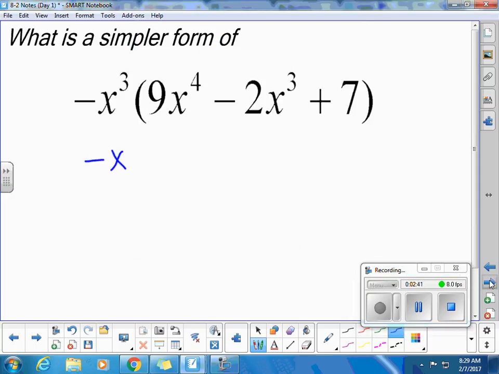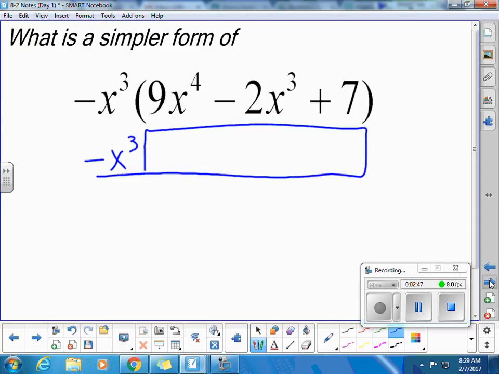I'm going to put negative x to the third on the outside. Let's see. So we have 9x to the fourth here, negative 2x to the third, and positive 7. So negative 1x to the third times 9, so negative 1 times 9, which is negative 9, x to the third times x to the fourth, x to the seventh.